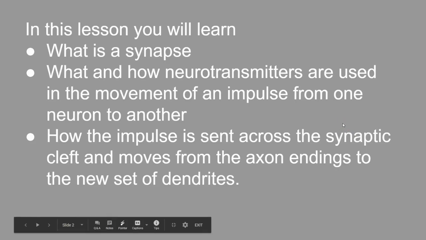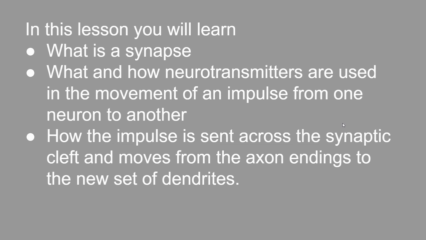Today in this lesson, you are going to learn what exactly a synapse is, what neurotransmitters are and how they are used in the movement of an impulse from one neuron to another, and then how essentially the impulse is sent across the synaptic cleft, moving from the axon endings to a new set of dendrites.